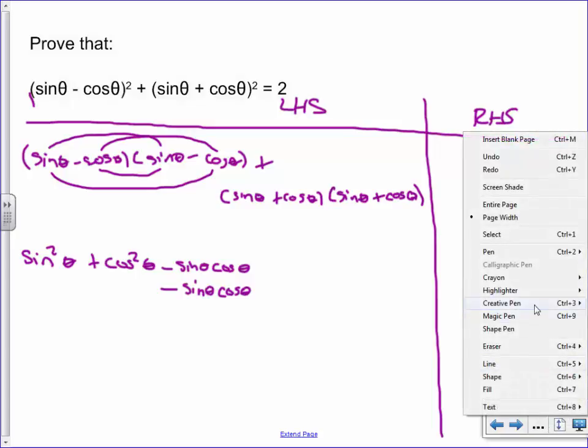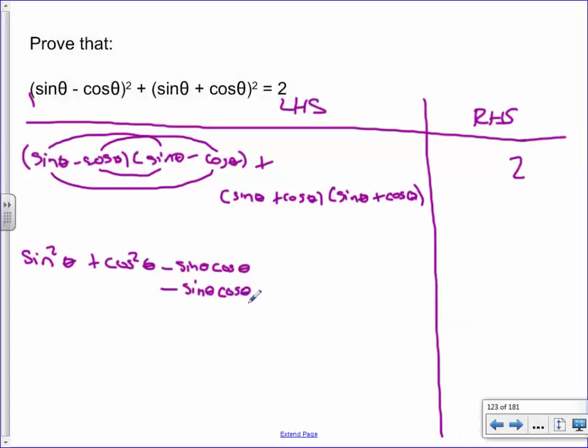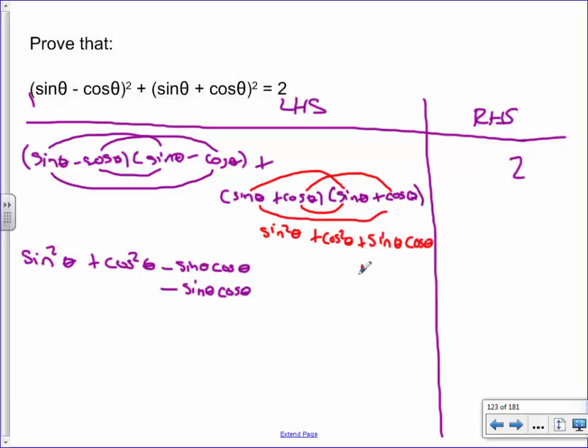Wait, that negative one on the bottom is next to it? Yeah, this should be next to it. I'm just running out of room here, so I'm going to put them together. Now I'm going to do the same thing over here. These ones, when they multiply together, should give you another sine theta squared. And these ones right here should give you another cos theta all squared. And when I put these two together, it's going to give you a sine times a cos. And when I put those two together, it'll give you another sine times a cos.